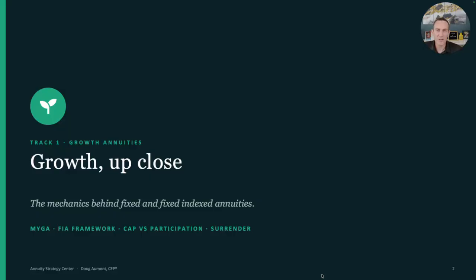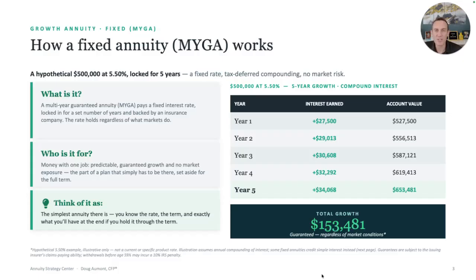So to kick things off here, we'll look at a growth annuity first. We're going to start with the simplest version. This is a MYGA, a fixed annuity. And so again, this is simple because we know in advance we have a fixed rate for a fixed term. And so in this example, we're using $500,000 with a 5.5% interest rate.